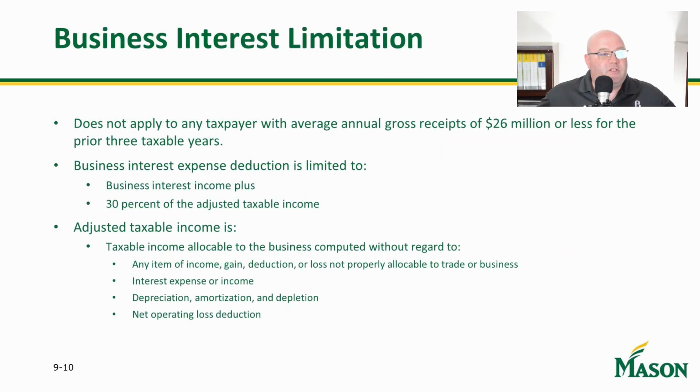Business interest limitation. Okay, so it doesn't apply to any taxpayer with less than 25 million, which is one reason why my firm has never dealt with this, because we don't have taxpayers that big. We really don't. So the adjustable taxable income is taxable income allocated to the business without regard to the following items. Okay, so that needs to be taken into account when you're trying to calculate this. And I said 20%, I actually meant 30%.